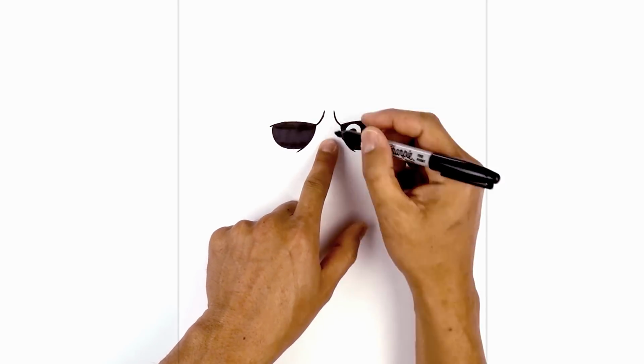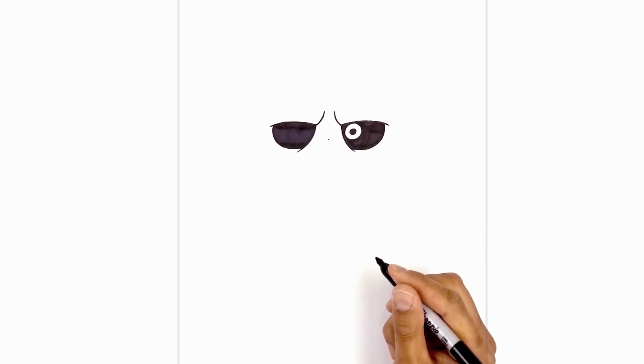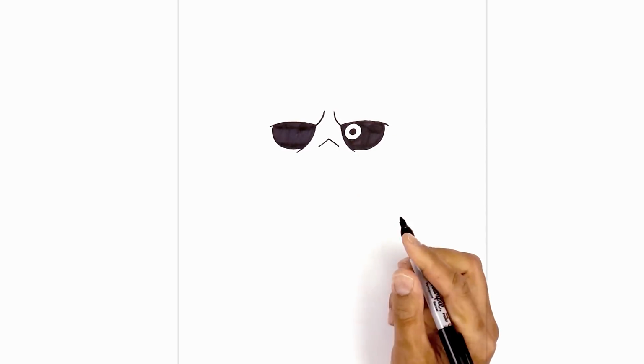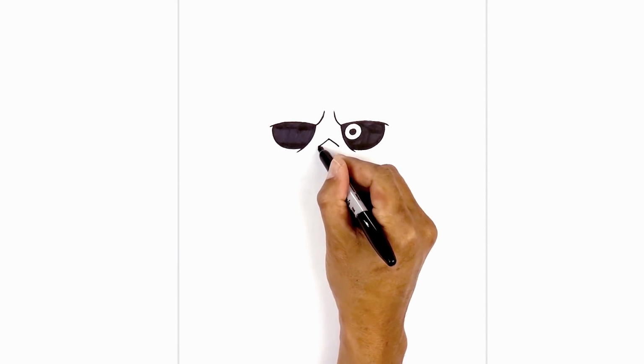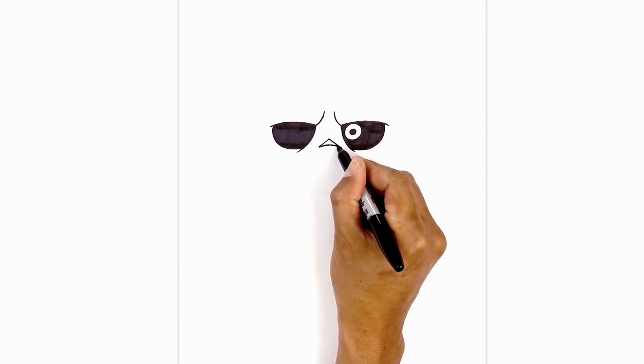Directly in between the eyes, we're going to start in the center, start with a point for the nose. We're going to angle down and out towards the left, go back to the center, and go down and out towards the right. Now we're going to close off the bottom with a curve, going up and then back down. And we're going to fill the nose in black.